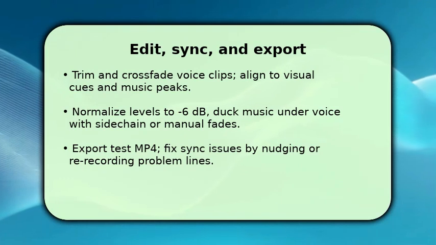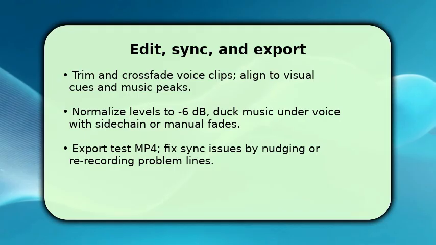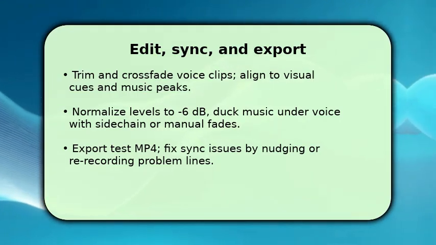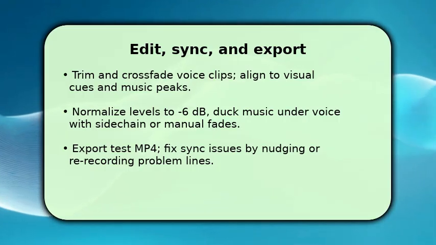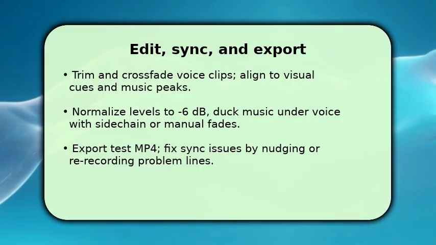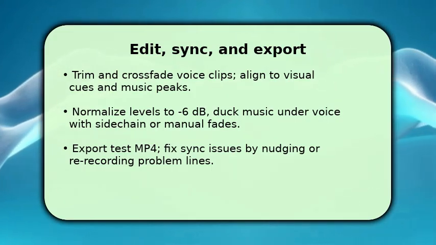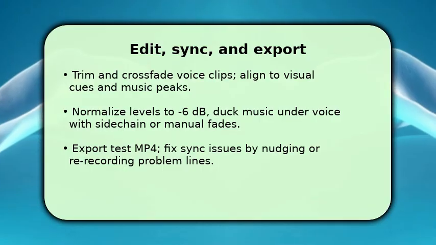Finish by cleaning and syncing your chosen takes. Trim breaths and use short crossfades to remove clicks. Nudge clips frame by frame if lines slip off visuals. Normalize to a consistent target like -6 dB and duck any background music so the voice remains clear. Once satisfied, export a test file and watch for lip sync or timing drift. If something is off, nudge the clip or re-record that line. Troubleshooting tip: if recordings sound distant, enable input boost or move the mic closer and re-record the sentence only.